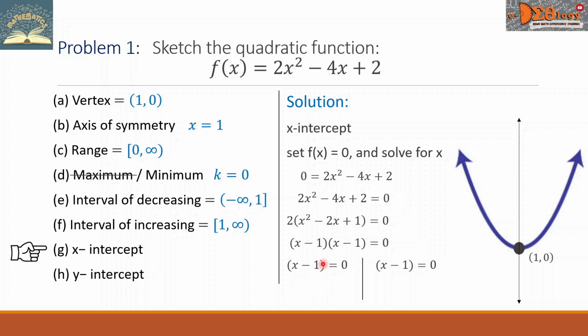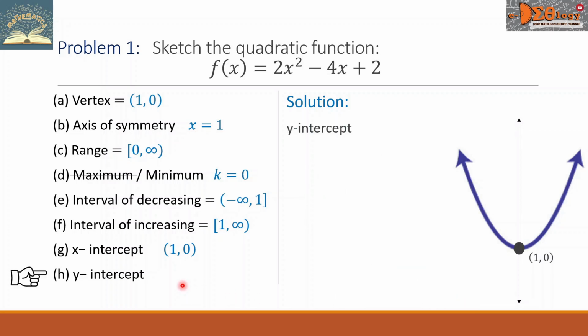X minus 1, this negative 1, we transpose to the right. So it becomes positive. x equals 1. Same value will come for the second factor. That means the x-intercept is x equals 1 and the y is 0.